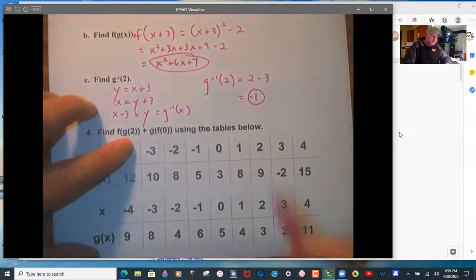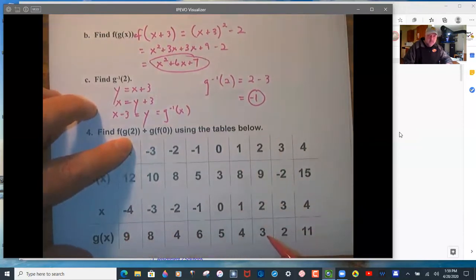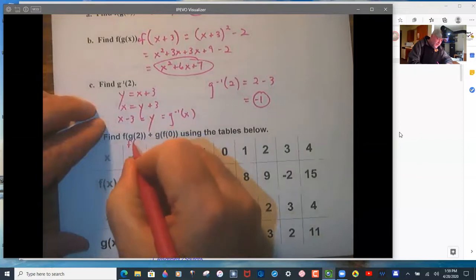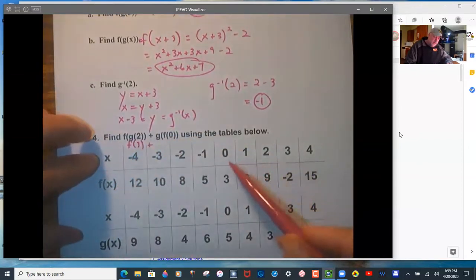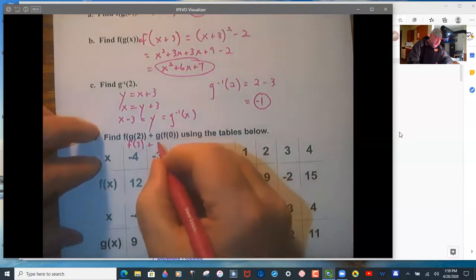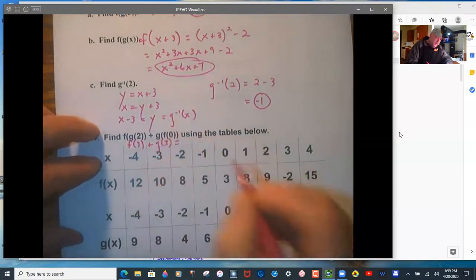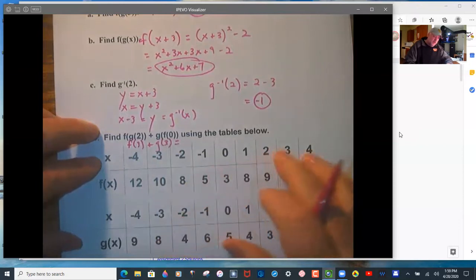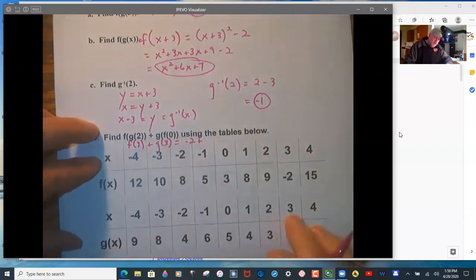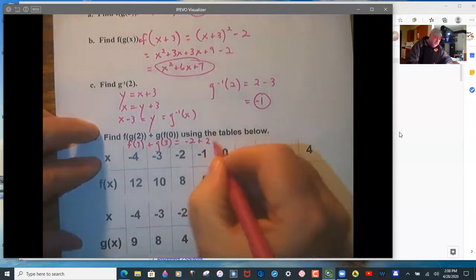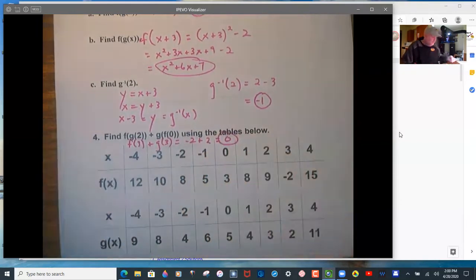Now f of g of 2 plus g of f of 0 with these tables. So you're going to go to 2 in the g function, that is 3. So we'll put that inside here, f of 3. And then 0 on the f function is 3, so that will be g of 3. So we're doing f of 3 plus g of 3. So f of 3 is -2, and g of 3 is 2. So that ends up being 0 when you compute.